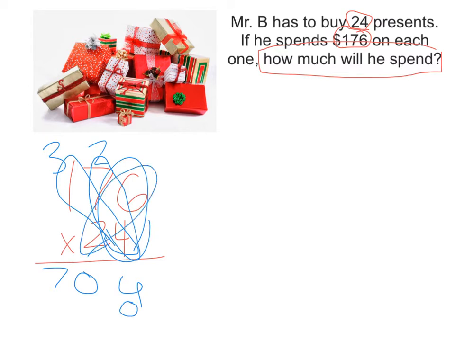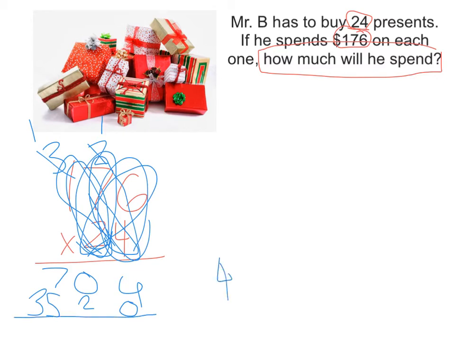2 times 6 is 12. The 2 needs to go down while the 1 goes up because I can only have one digit in each place value. 2 times 7 is 14, plus 1 would be 15. Carry up the 1. 2 times 1 is 2, plus 1 is 3. Now I need to add those, so that would give me 4, 2, 12, carry that, 4,224. Now let's check that with lattice box.